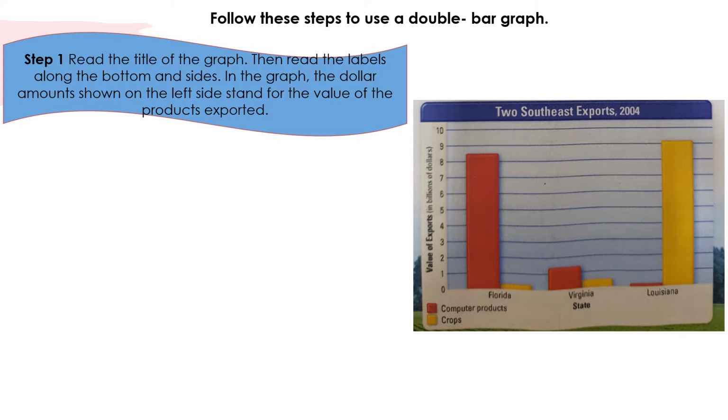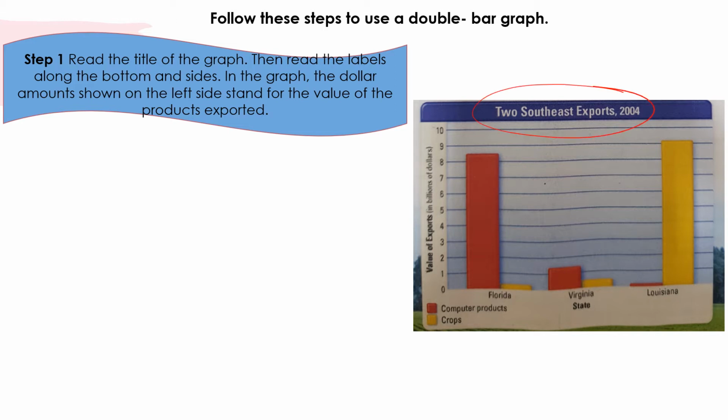In whatever kind of graph you are interpreting, class, make sure to read its title. The title is the first part of a bar graph, which is usually at the top. So in this example of a double bar graph, the title is Two Southeast Exports in 2004.